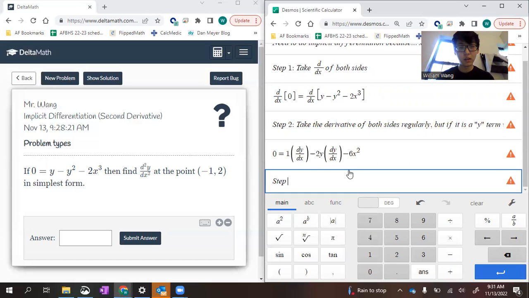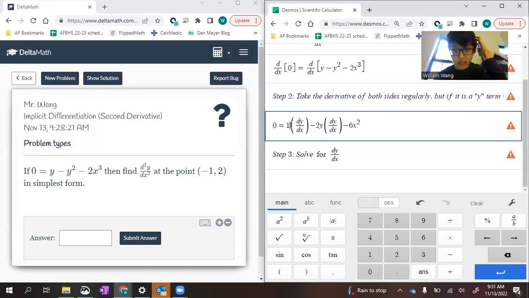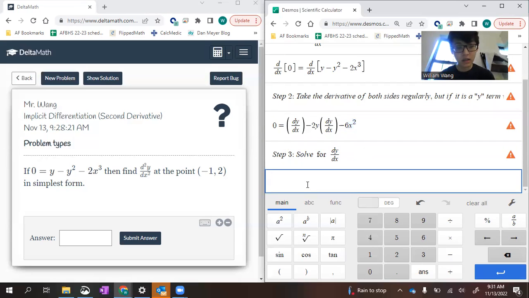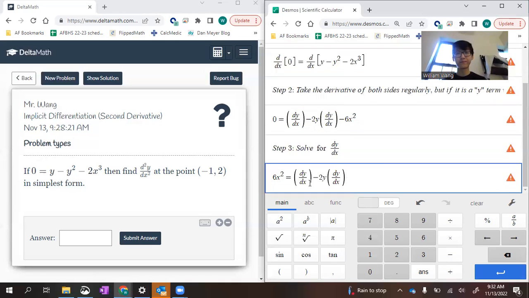Step 3 is solve for dy over dx, basically. So to do that, here, let's simplify this. This is just dy over dx. So dy over dx minus 2y dy over dx minus 6x squared is equal to 0. Well, I want to solve for dy dx, I want all of dy over dx terms by themselves on one side of the equation. So I'm going to move this negative 6x squared to the other side. So it's going to be positive 6x squared is equal to this whole thing now.